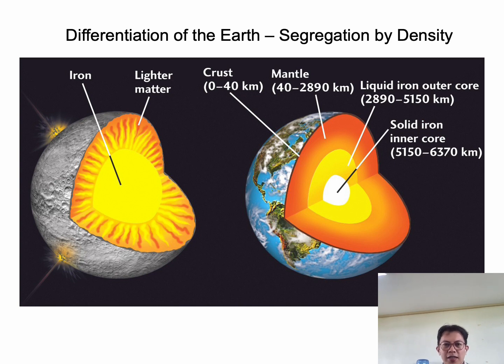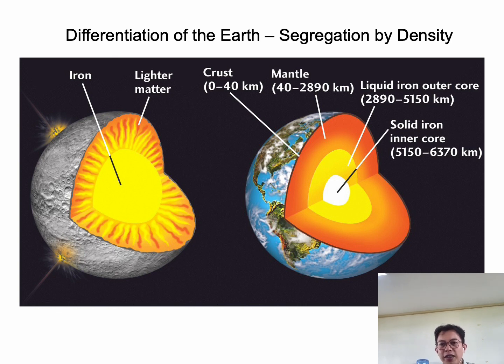So these are the different layers of the Earth. The core contains mostly iron, as compared to the mantle, which contains only lighter matter. The crust is only about 0 to 40 kilometers. It's the thinnest layer of the Earth. And the mantle is about 40 to 290 kilometers. And the outer core, that's the liquid iron, has a thickness of around 290 to 5,150 kilometers.